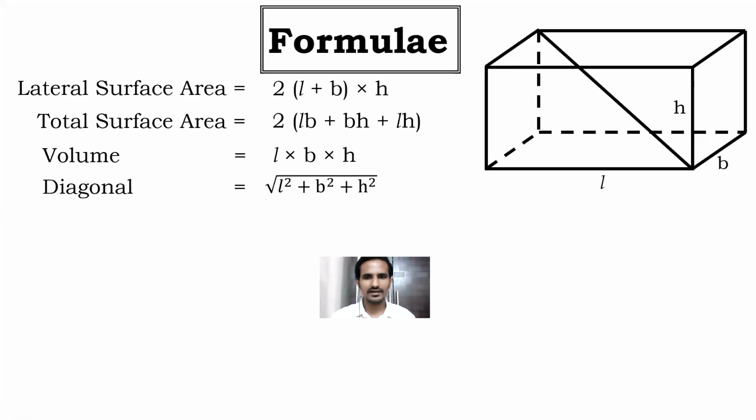In case of a rectangle, diagonal is equal to under the root L square plus B square. But in case of a cuboid, it is under the root L square plus B square plus H square. So seeing this formula, you must have understood that it can actually be derived with the help of Pythagoras theorem. Okay, so I'm giving you a minute just to revise these formulae.